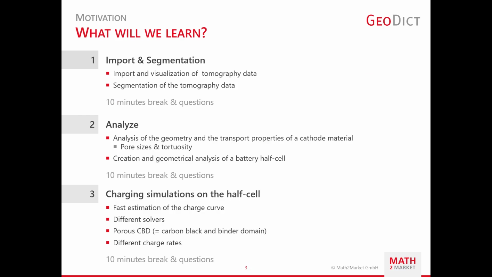What are we going to do in this workshop? Well, the workshop consists of 3 parts. Each of these parts lasts about half an hour. After each of these parts, we'll have a 10-minute break. During these breaks, you can ask questions regarding the first part or general GeoDict questions, or you can just have a break and grab a coffee or something. Unfortunately, this year we are not able to serve the coffee to you, so you have to do it yourself.